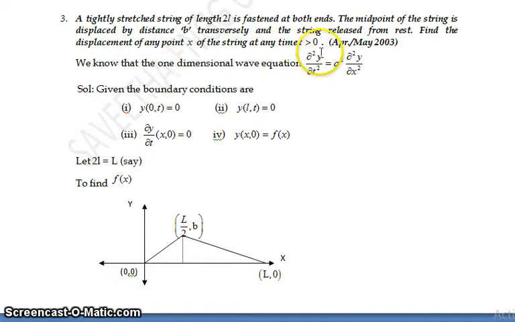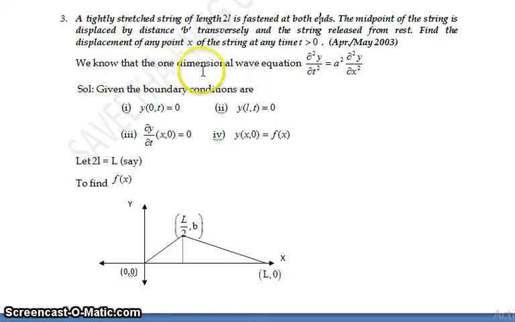So this is a very important one. In this problem the function f of x is not given. So first we have to find f of x by using the diagram and also by using the midpoint values. So we shall pass on through the solution.